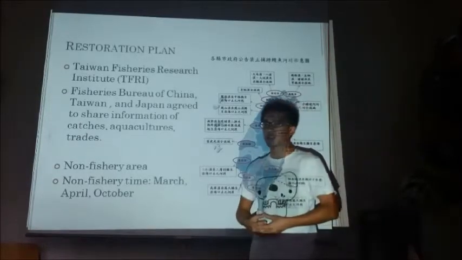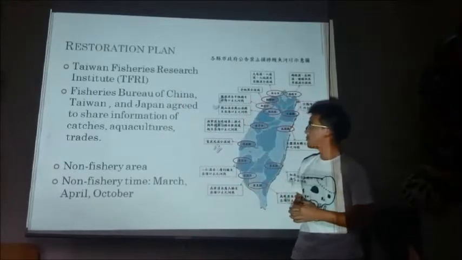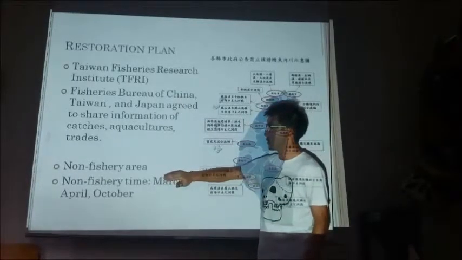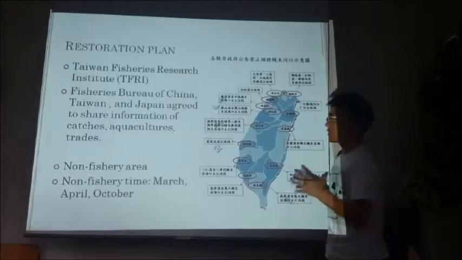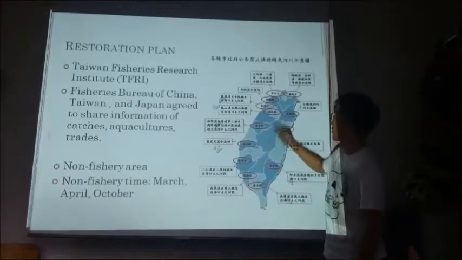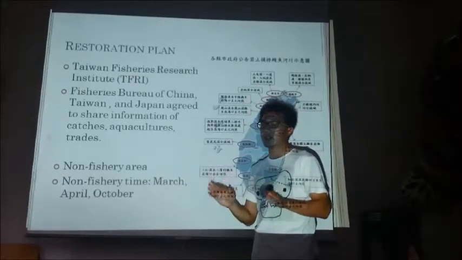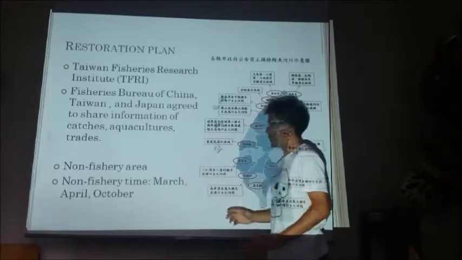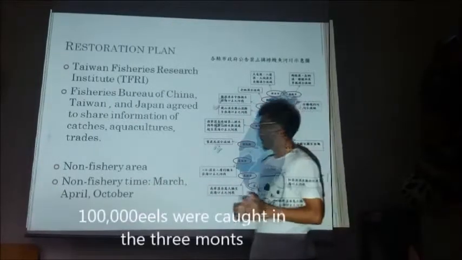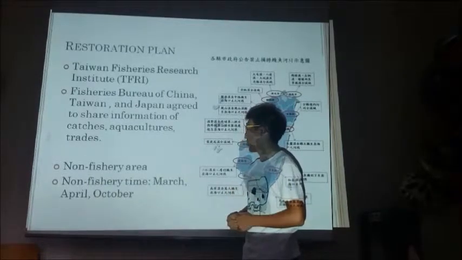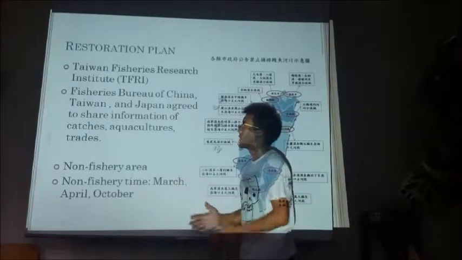And here we have a restoration plan. The restoration plan in Taiwan is held by the Taiwan Fisheries Research Institute. They set up a non-fishery area. You can see this is the non-fishery area map. It's all around Taiwan except for Nantou and Hsinchu, such places. And the non-fishery time is March, April, and October, which is slightly more than the fishery season. And in these three months, the statistics show that 10,000 were caught. Without these 10,000 caught, the population will be slightly restored.